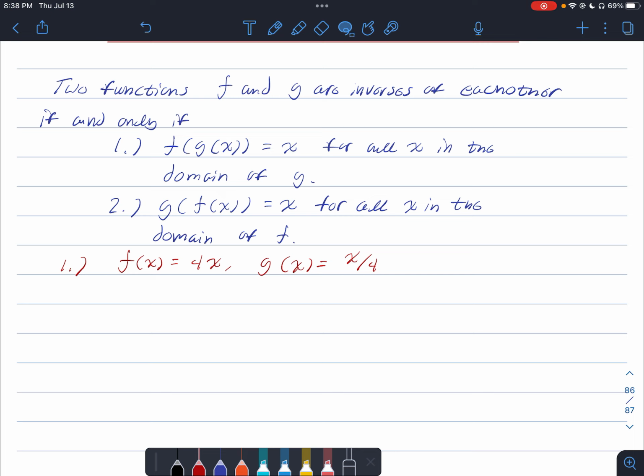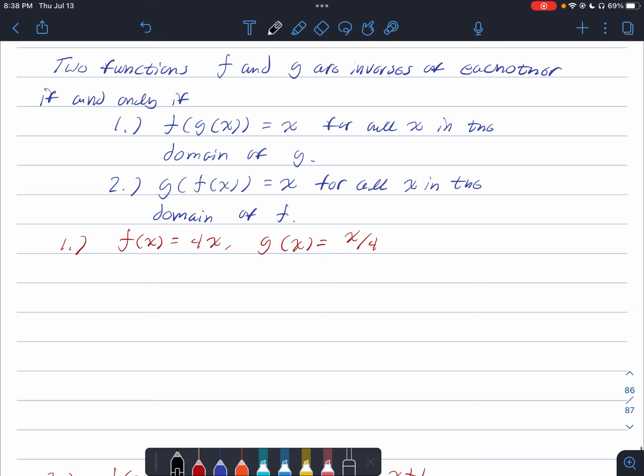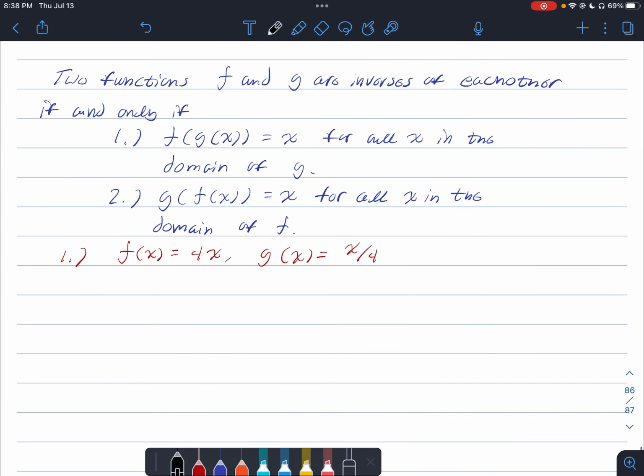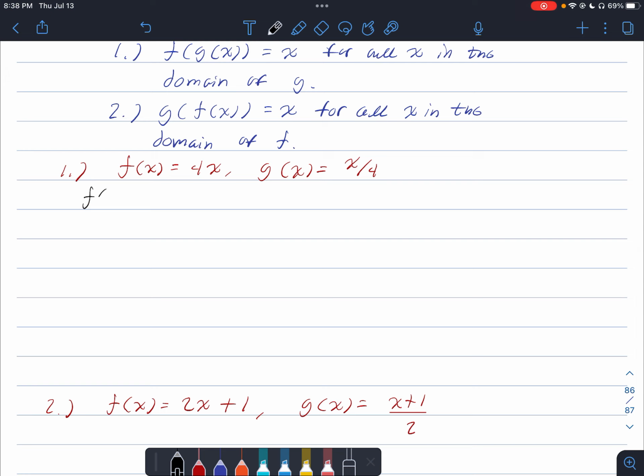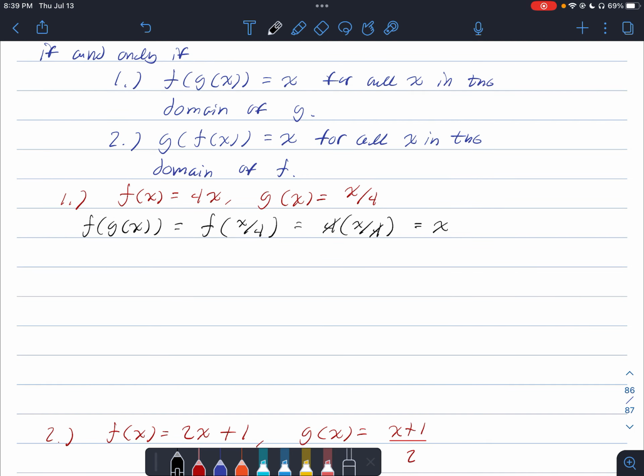All right, so let's check and see if these two functions, f of x equals 4x and g of x equals x over 4, are inverses. Now keep in mind, you have to double check for both of these. You can't just do one. You have to do f of g of x and g of f of x. Okay, so let's check f of g of x. f of g of x is the same thing as f of x over 4, because we said g of x is equal to x over 4. So anywhere where we see x in f of x, we're going to put x over 4. So this would be 4 times x over 4. And what we'll see is that these 4's cancel, and we're left with x. So for that direction, f of g of x, we are good.